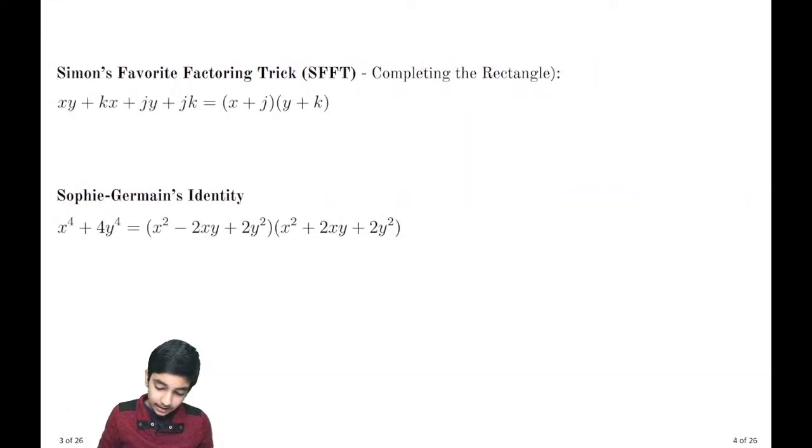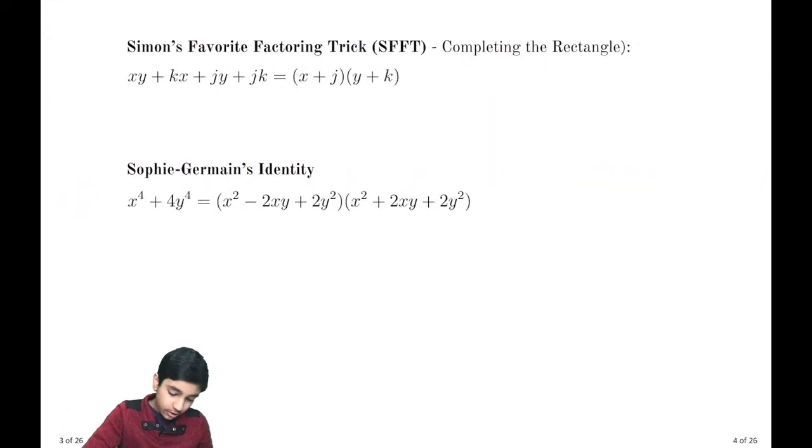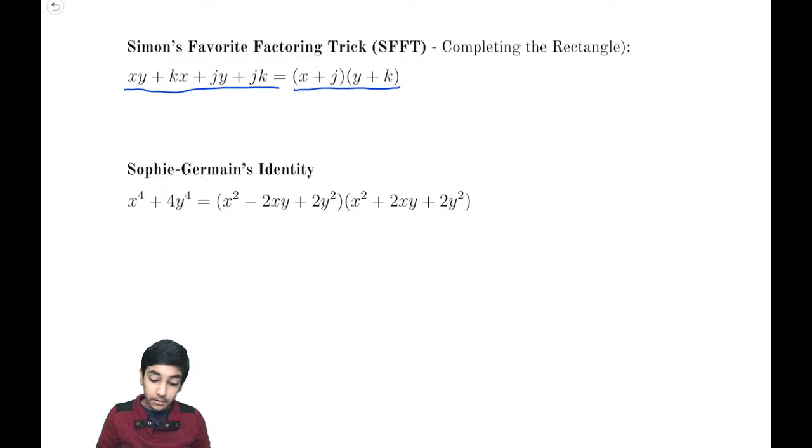Now let's take a look at Simon's favorite factoring trick. So basically, you have this long expression. We have this equal to the sum of these terms. And don't worry if you don't understand it now. We'll go into many more examples that will hopefully make it a lot more clear.